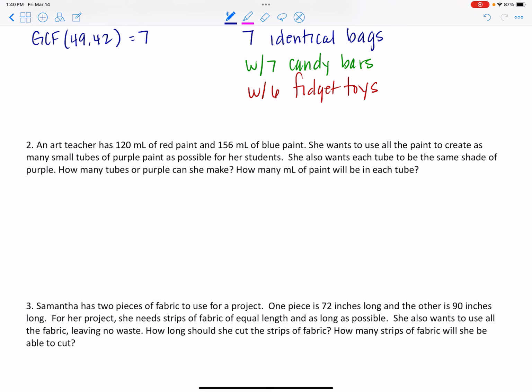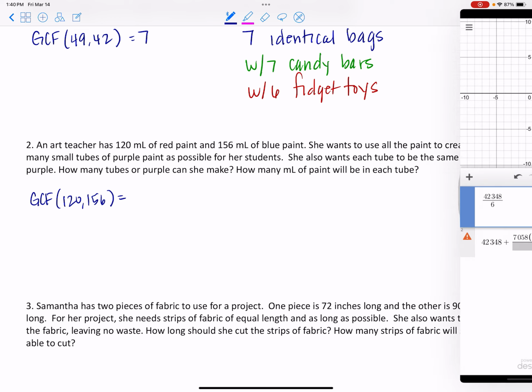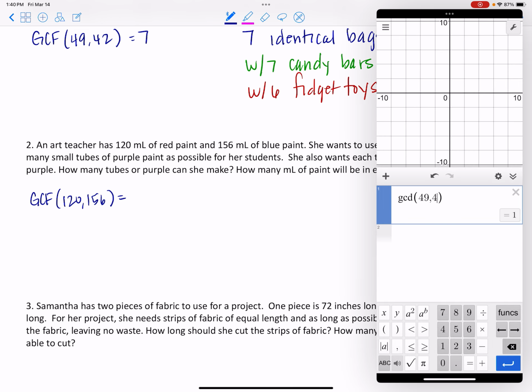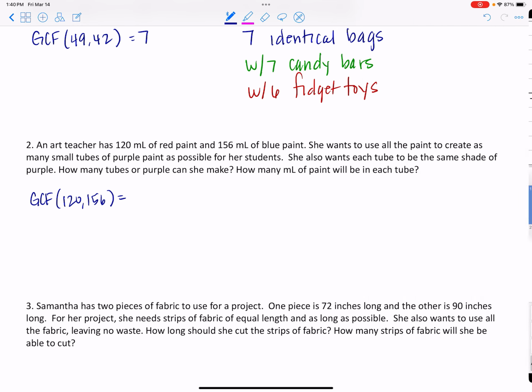So let's go ahead and start by finding our GCF. GCF for the 120 and 156. Again, I'm just going to let my calculator do the heavy lifting for me here. So 120 and 156. My GCF is going to be 12, which means I'm going to be able to make 12 small tubes. So 12 tubes of purple paint are going to be made.